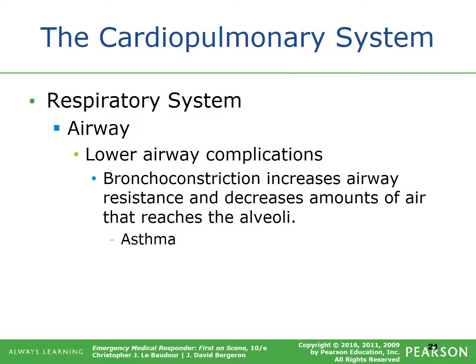Lower airway obstructions can occur in the trachea and the structures below. Bronchial constriction, which is narrowing of the lower airways, is the most common cause of lower airway difficulty, leading to a reduction in the amount of air reaching the alveoli.